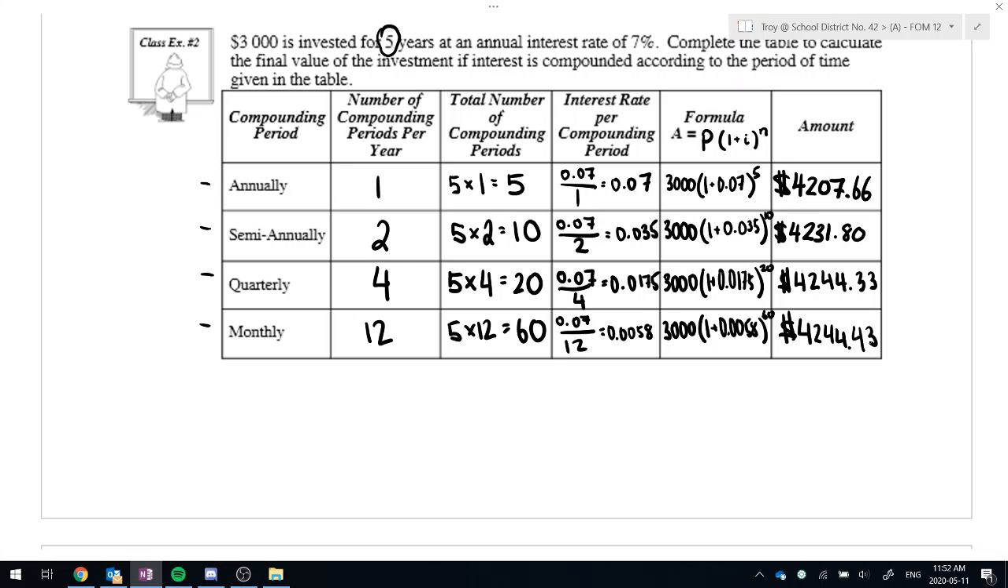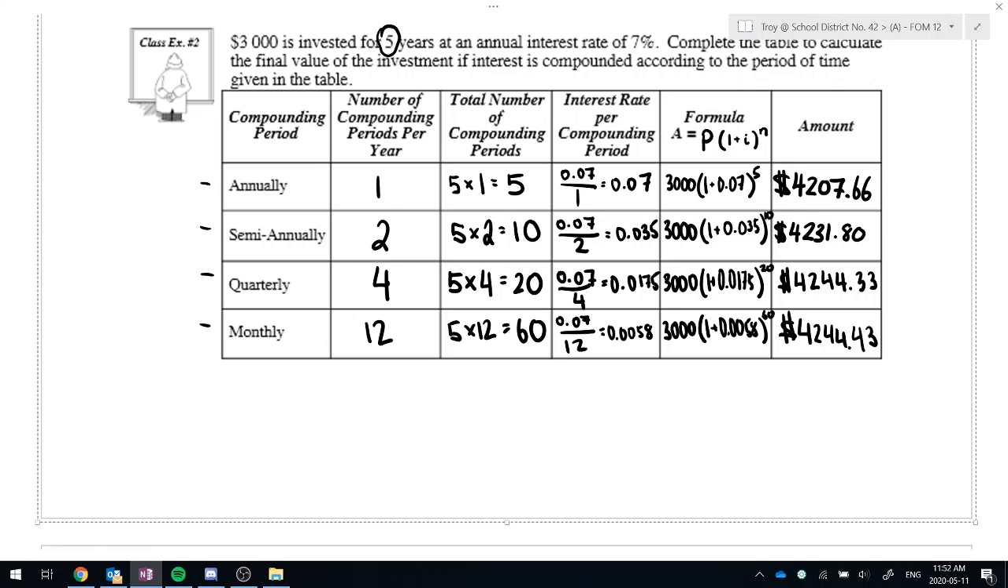Okay. So I hope that makes sense. Really, the only thing we're changing here is the value of the I value and the value of the N value according to the number of compounding periods we get. Other than that, we're still using our same old compound interest formula. Okay? So I think that's all I want to do for this week. Kind of just get you guys used to working with the differing number of compounding periods.